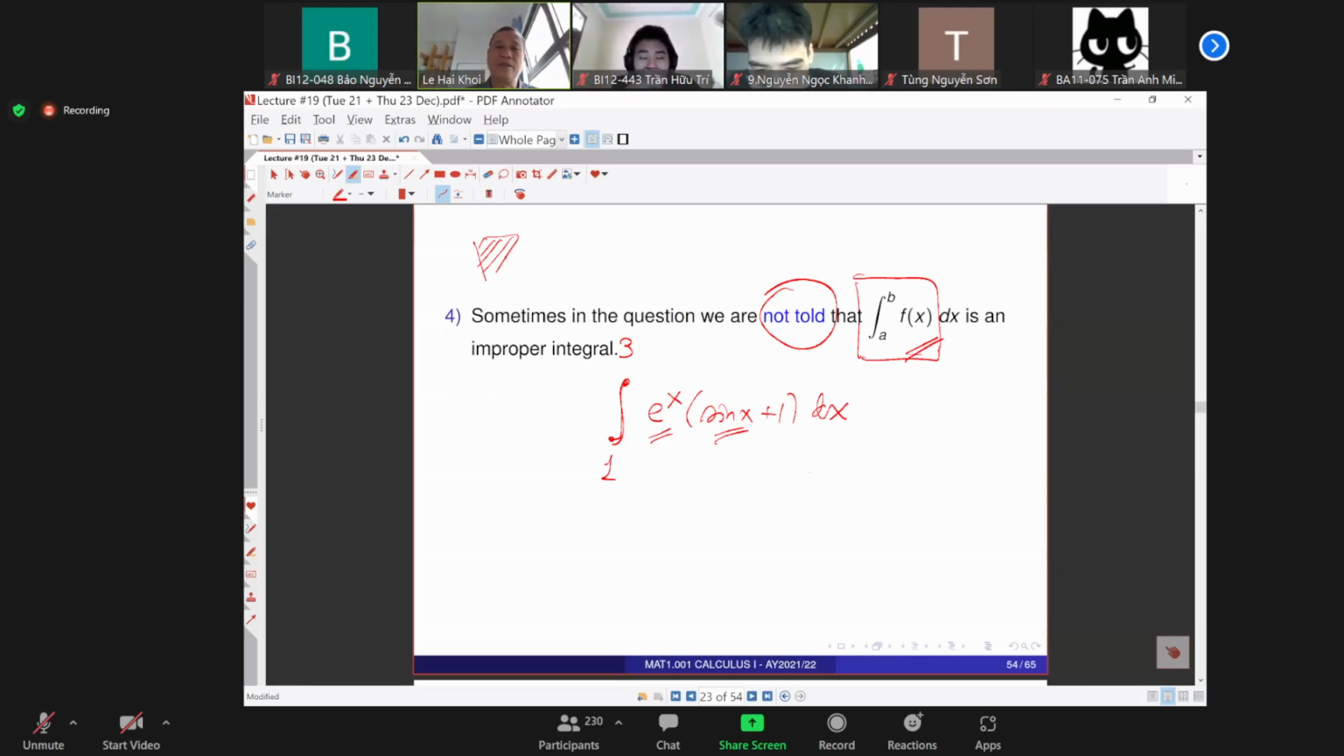Second case, you have the integral from 1 to 3 of e to the power x sine x plus 1, and then 1 over the square root of x minus 2.